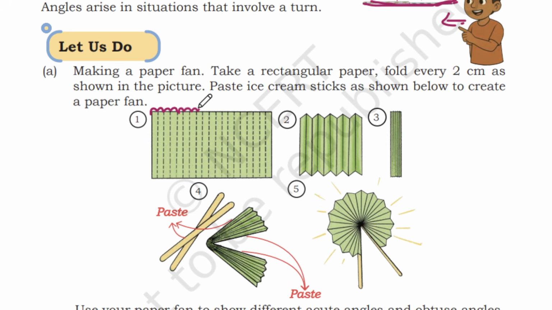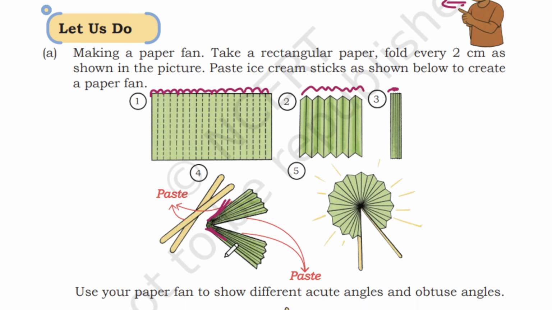Okay, mark a scale and pencil, mark 20 centimeter intervals and you have to fold it every 2 centimeter, and when you do like this you will get paper like this in a zigzag form, and you have to join everything tightly. Okay, and you have to paste it. You have to paste the ice cream stick here, the one ice cream stick.